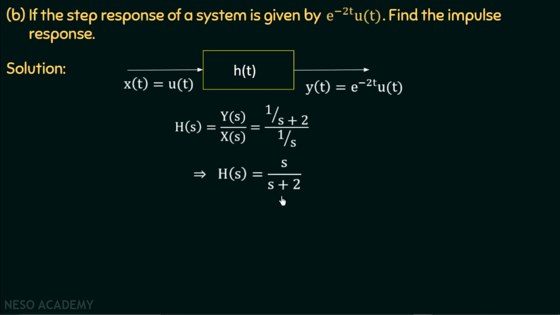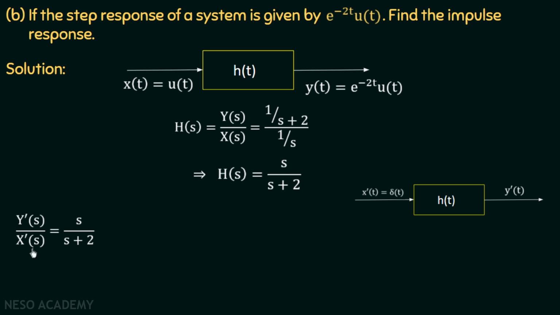So now to find out the impulse response of this system, we will consider the same system, and now the input is the impulse signal and we need to find out the impulse response. So we are having the transfer function equal to s over (s plus 2). So we can write Y'(s) over X'(s) equal to s over (s plus 2), where Y'(s) is the Laplace transform of new output y'(t) and X'(s) is the Laplace transform of new input x'(t), where x'(t) is the impulse signal. So the Laplace transform of impulse signal will be equal to 1. So we will have Y'(s) equal to s over (s plus 2).